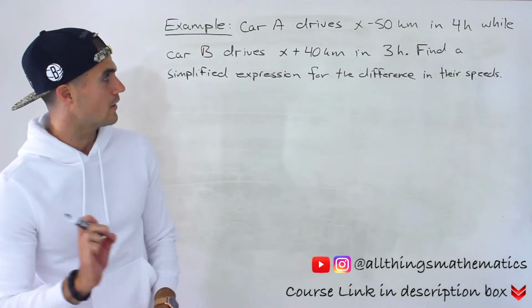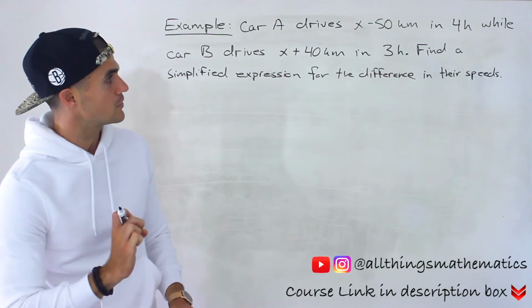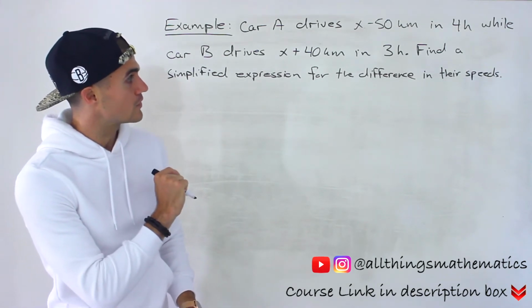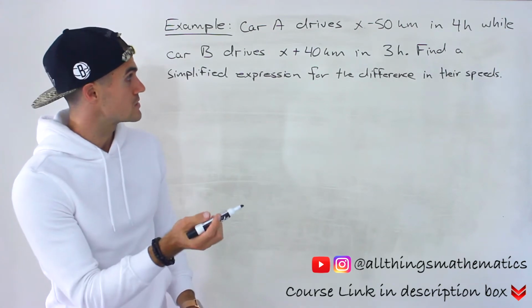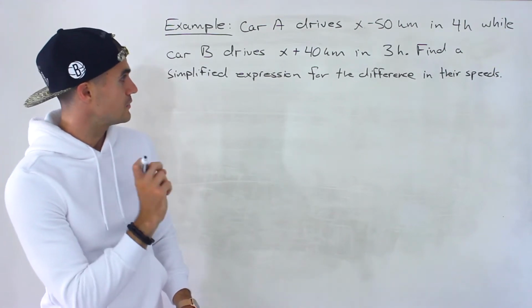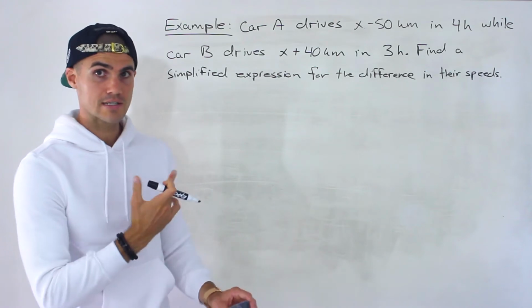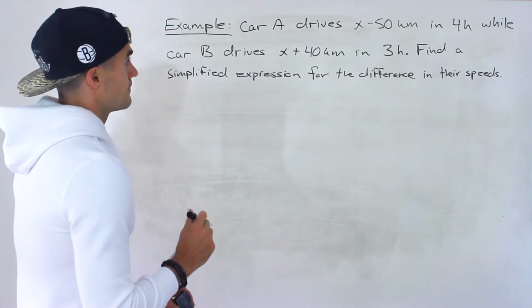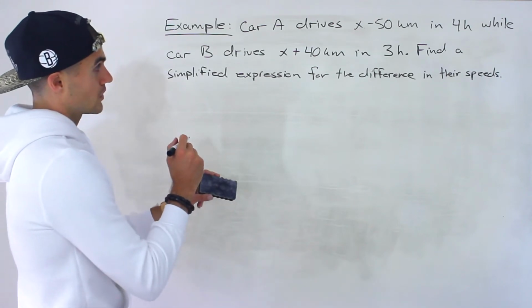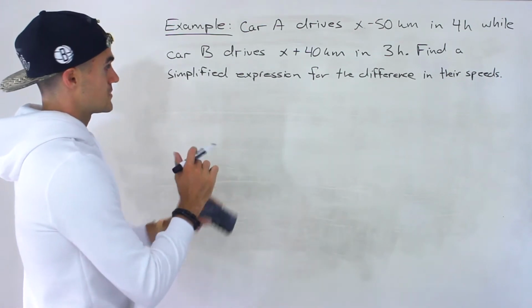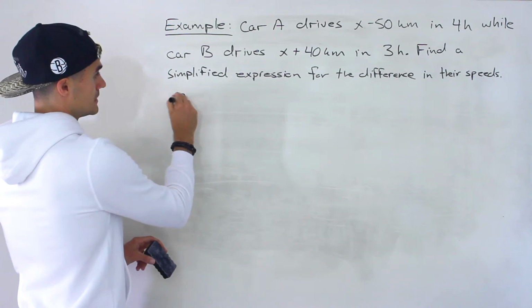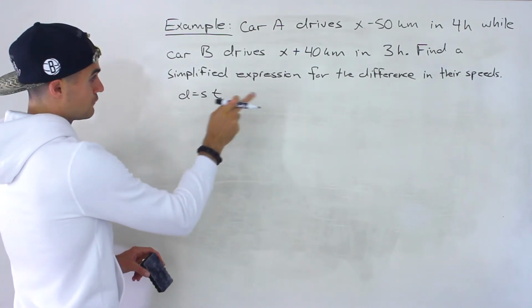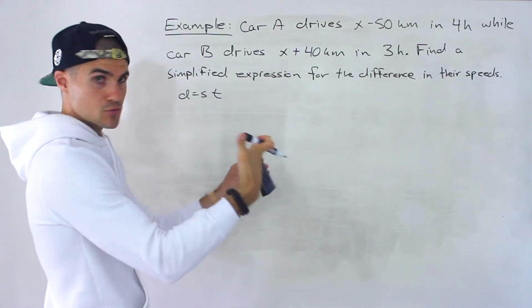So we're told that car A drives x minus 50 kilometers in 4 hours, while car B drives x plus 40 kilometers in 3 hours. And we have to find a simplified expression for the difference in their speeds. So notice that for both cars, we're given the distance and the time. If you remember, distance is equal to speed times time. And we've got to find expressions for the speeds and then subtract them.